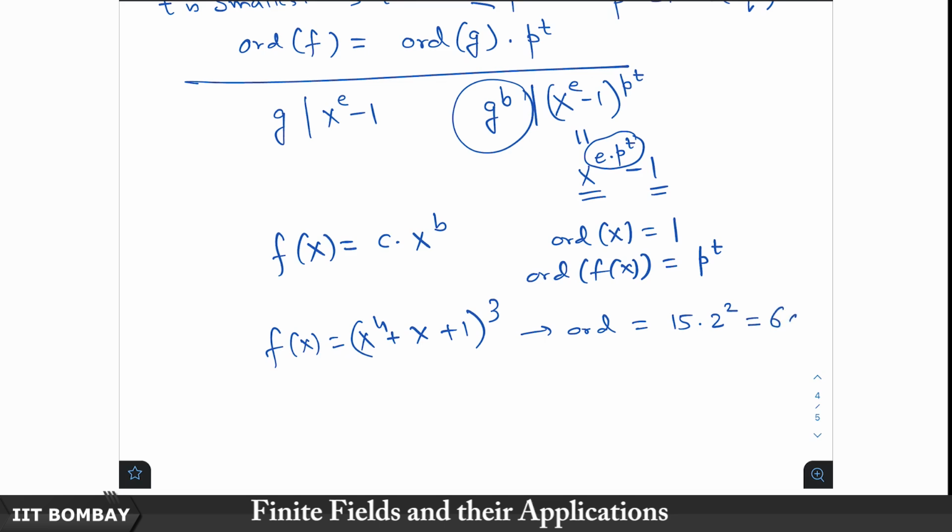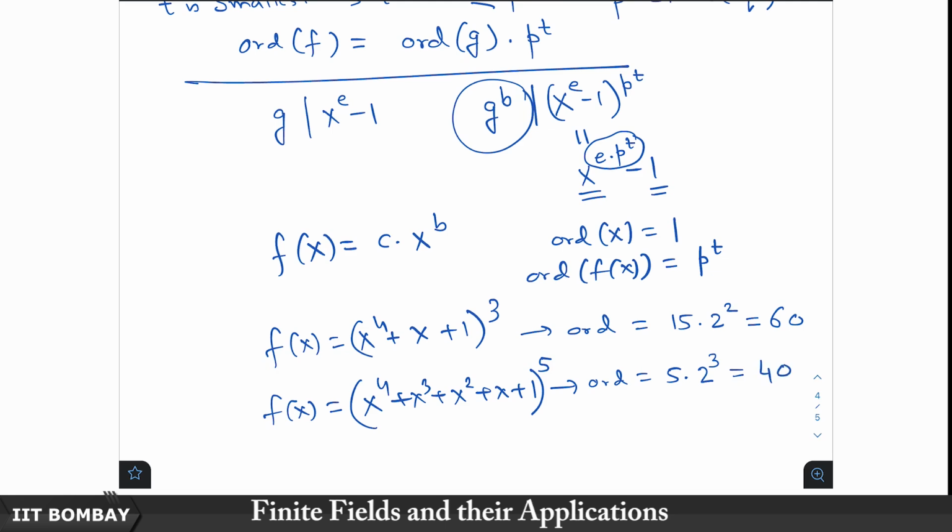So, this is 60. Similarly, if you take f(x) equal to x^4 plus x^3 plus x^2 plus x plus 1, its order is 5, but if you take the power 5 as well, then its order will be 5 times, what is the smallest power of 2 which is bigger than 5? It is the third power, 2^3, which is 8. So, 5 times 2^3, that is 40. This is the order of this polynomial.